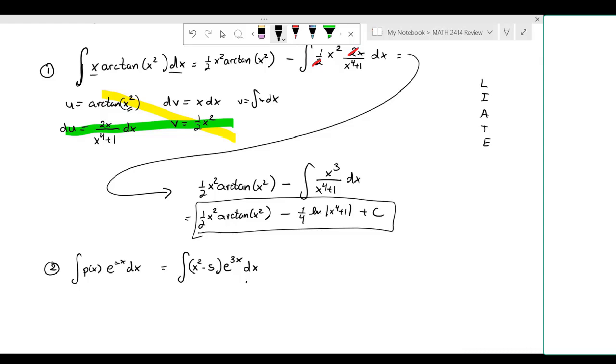Right, so we do have an algebraic part. That would be the polynomial. And we do have an exponential. So we're going to choose u to be the algebraic part. I hope that makes sense, because when you choose u, you compute the derivative to get du, and that reduces the power of the polynomial by 1. So hopefully, eventually, you get a simple enough integral. So we're going to choose u to be x squared minus 5. dv is whatever remains, namely the exponential times dx.